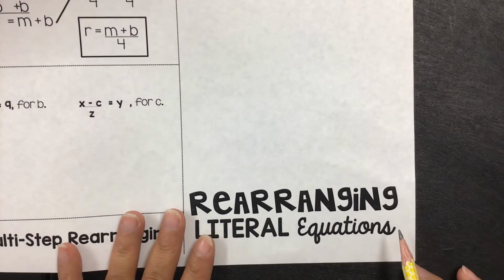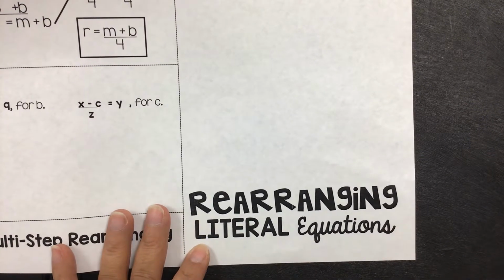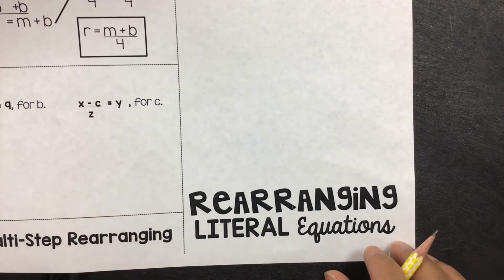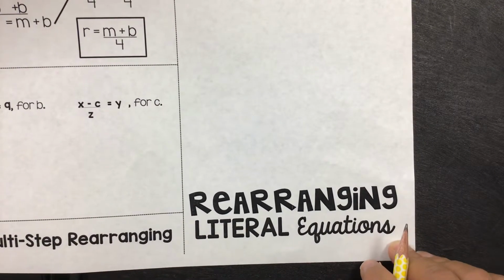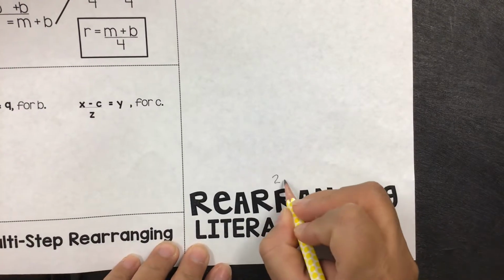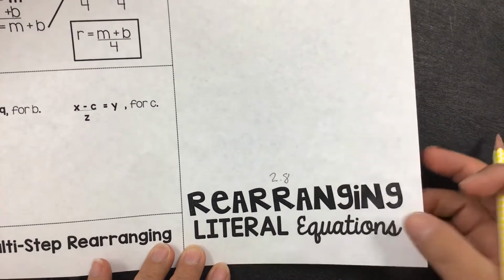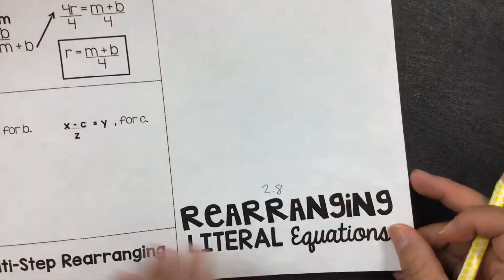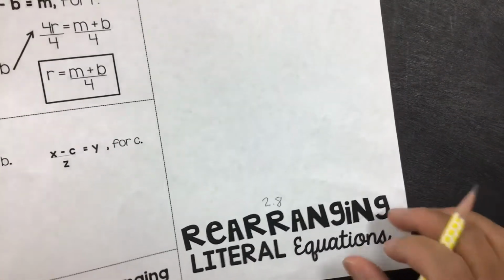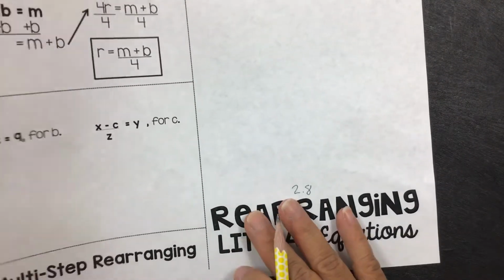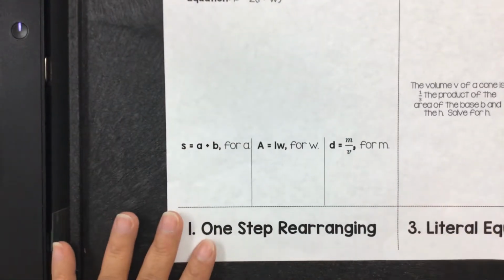This worksheet is for rearranging linear equations. This should be section 2.8. And I copied it incorrectly, so sorry about that. It's out of order, but we're gonna start this worksheet in order. We're gonna start with step 1, rearranging the letters.